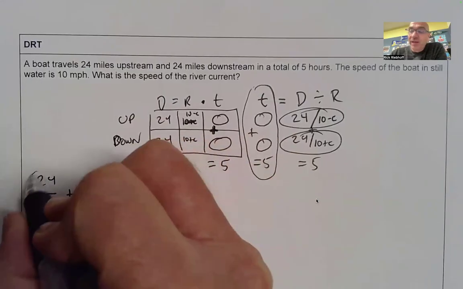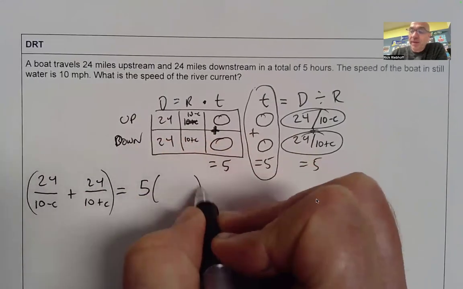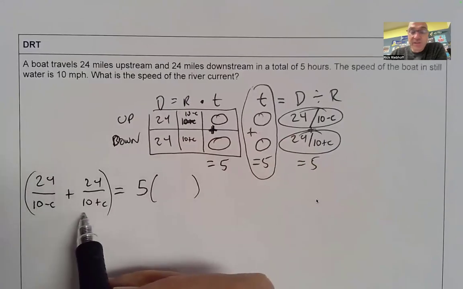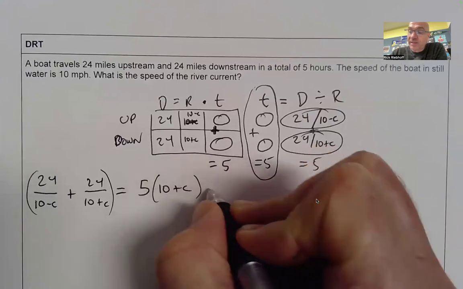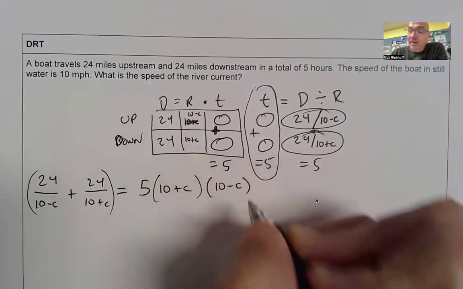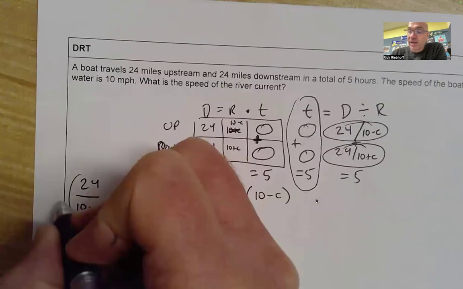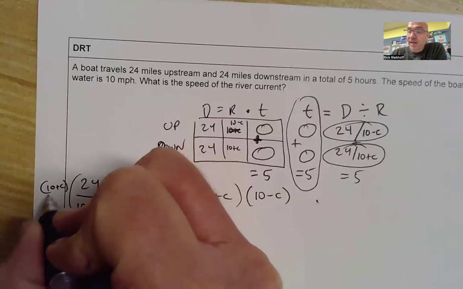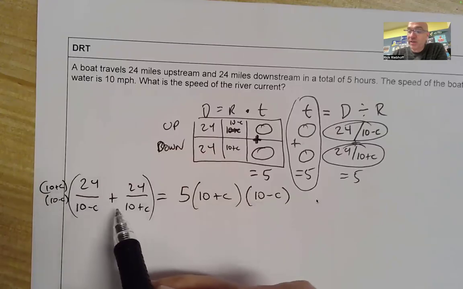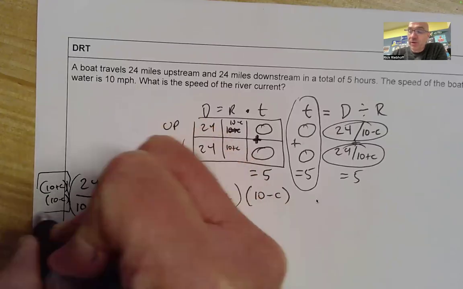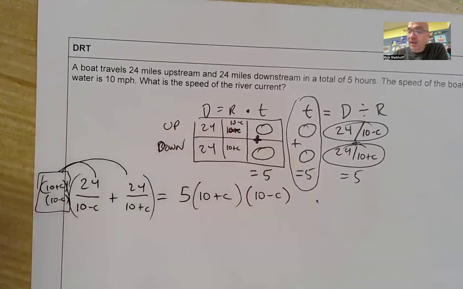And it's really ugly. So do you remember what we did on the other page? How do we eliminate fractions? Yeah, we multiply by the common denominator. So I'm going to multiply both sides by 10 plus c and 10 minus c. So this is going to get hit with 10 plus c and 10 minus c. These both are going to distribute here and here.